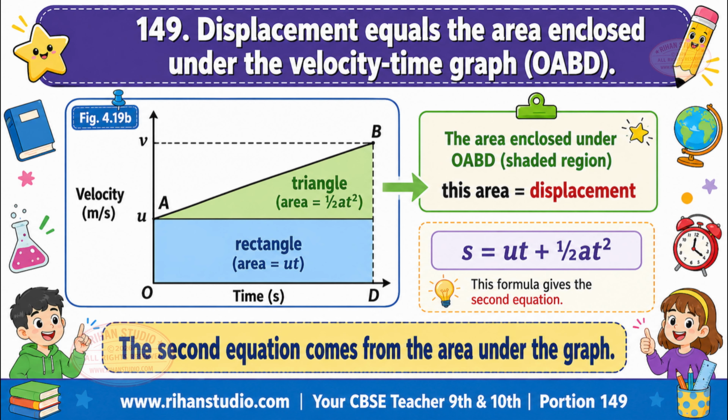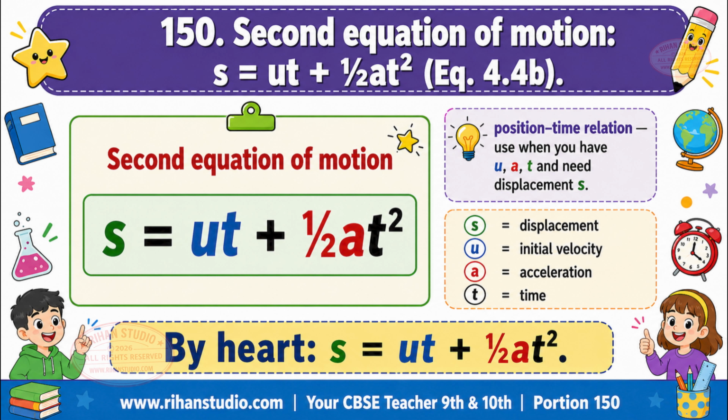Displacement equals the area enclosed under the velocity time graph, OABD. The second equation is derived from the area under the velocity time graph, a rectangle plus a triangle. Second equation of motion: s equals ut plus 1/2 at squared. This is the second equation. Use it when you have u, a, and t and need displacement s, the position-time relation. By heart, s equals ut plus 1/2 at squared.